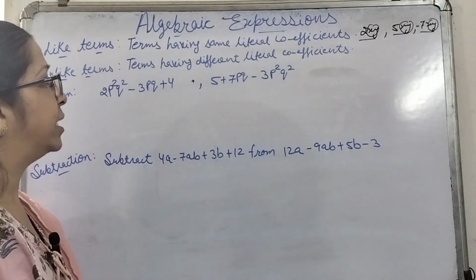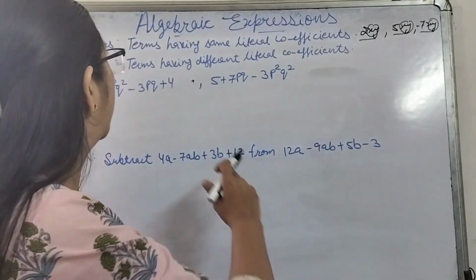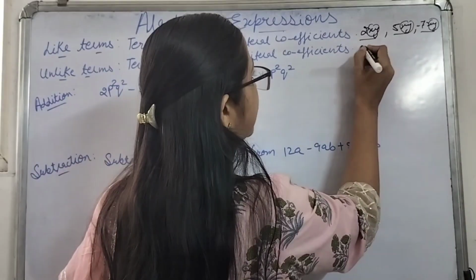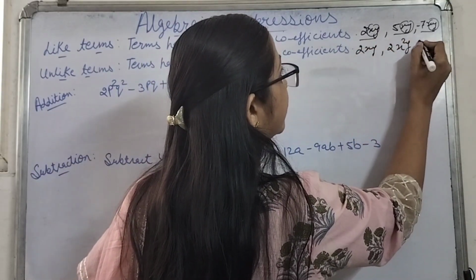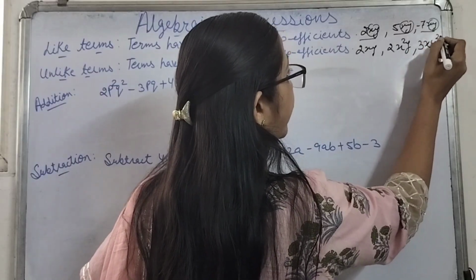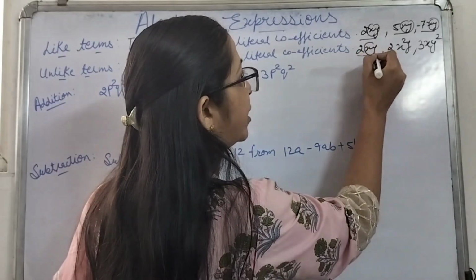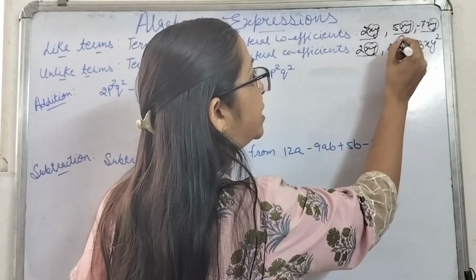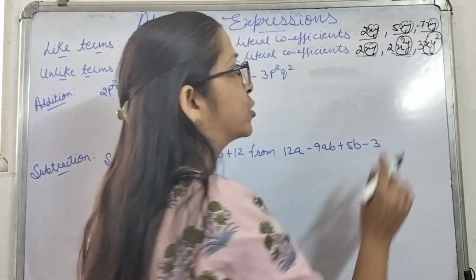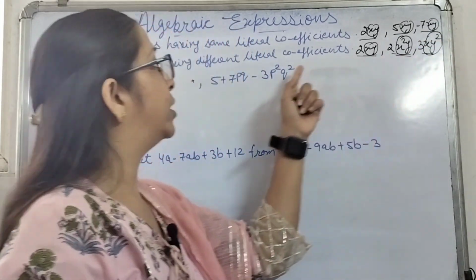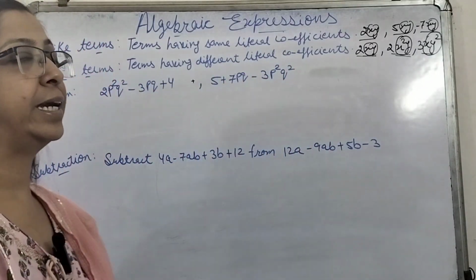Now what are unlike terms? Terms which have different literal coefficients are known as unlike terms. For example, 2xy, 2x square y, 3xy square, all these are unlike terms. In the first, the literal coefficient is xy. In the second, the literal coefficient is x square y. In the third, the literal coefficient is xy square. So in all three terms, the literal coefficient is different. That's the reason these are unlike terms.